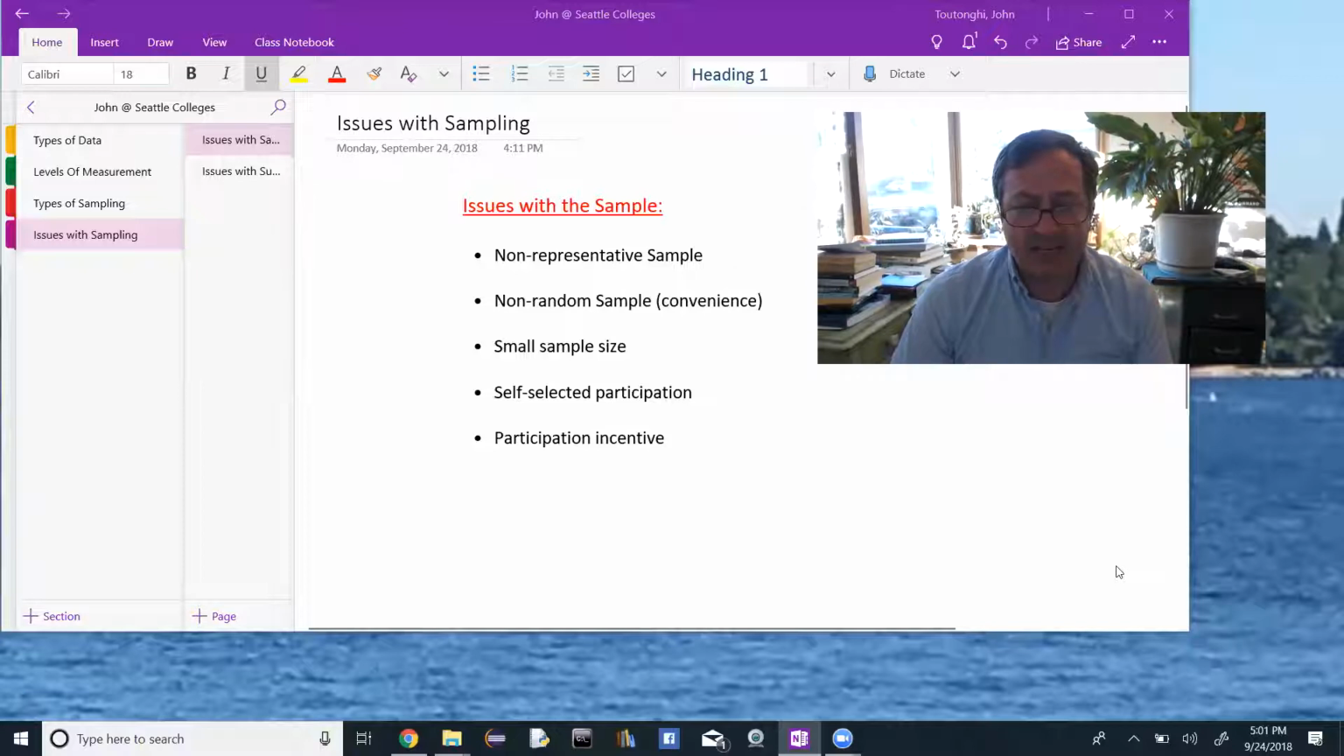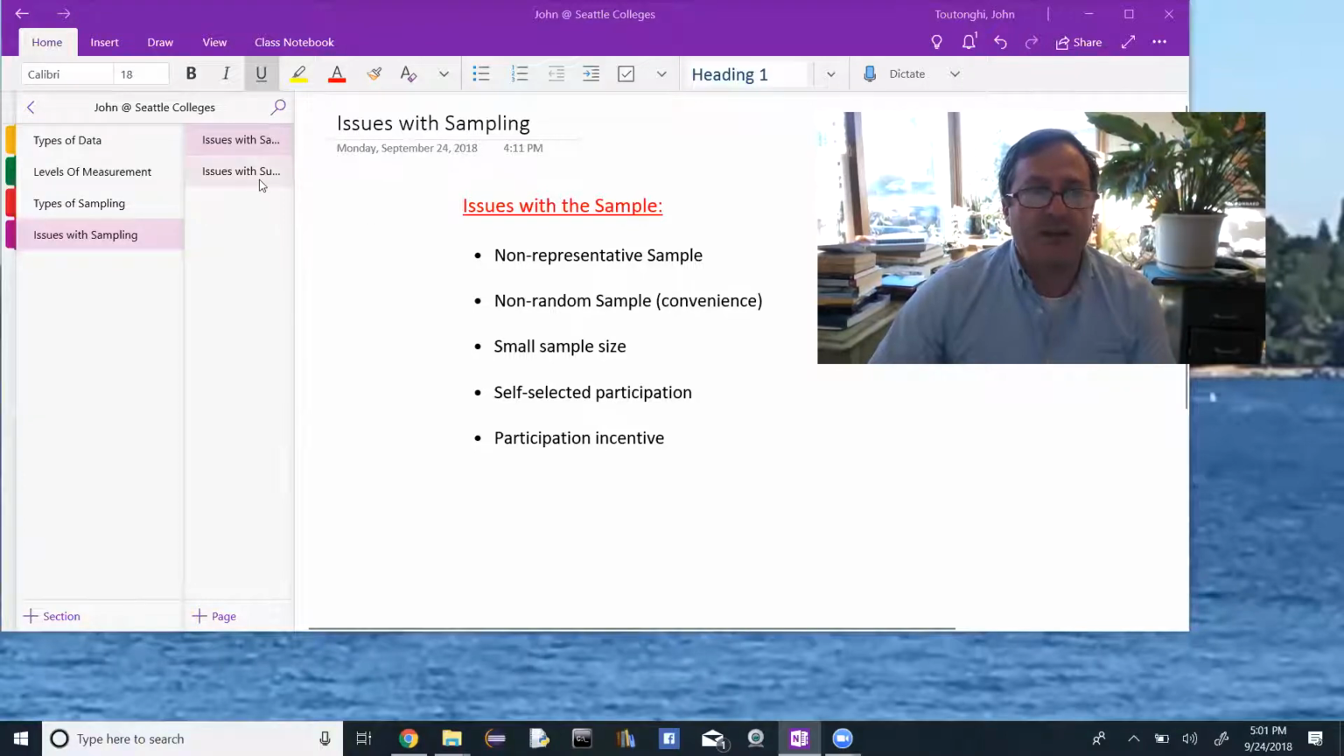And then any kind of survey where the participant is being given an incentive. If they are being rewarded to participate in the survey, that will potentially cause issues with their ability to answer honestly or to be a good sample. And these are not the only issues, but these are some common issues that occur.